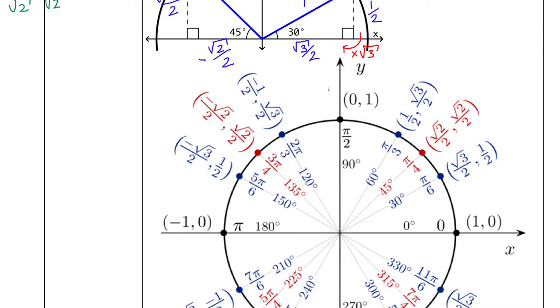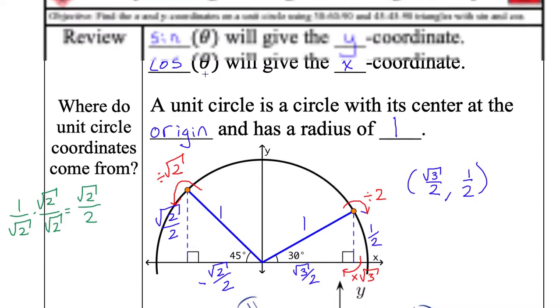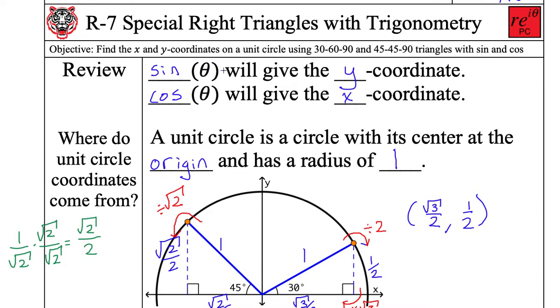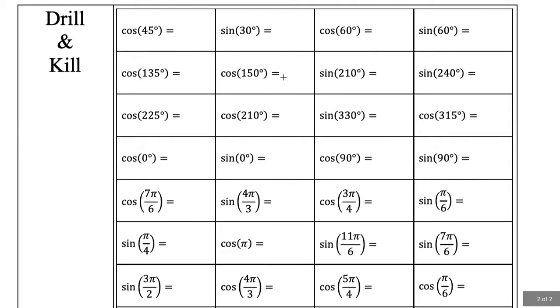So the 5 numbers are on this unit circle, and if you want me to list them again, I can, but there they are. Those are the only possibilities. You have 0, 1, 1/2, square root of 3 over 2, and square root of 2 over 2. We also know that cosine will give me the x, sine will give me the y. So on the back here, you're going to groan, I know. It's drill and kill.